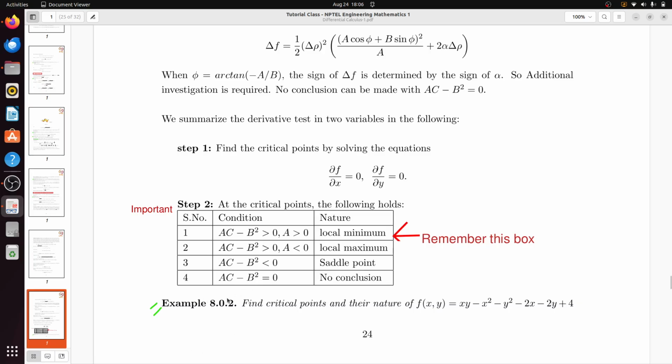So here I am giving you one problem. Find the critical points and their nature for f of x y equal to x y minus x square minus y square minus 2x minus 2y plus 4. First you try to determine the critical points and then try to determine the nature. How to determine the critical points is already written here and the nature is written in the box. So please solve it. I am giving you 5 minutes.